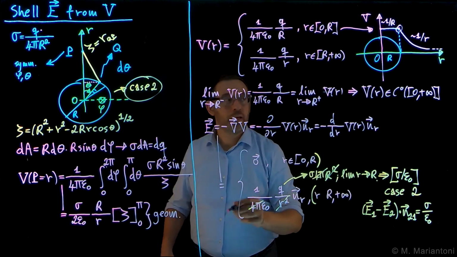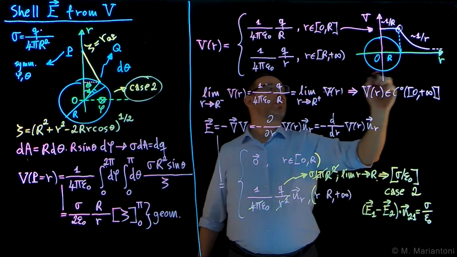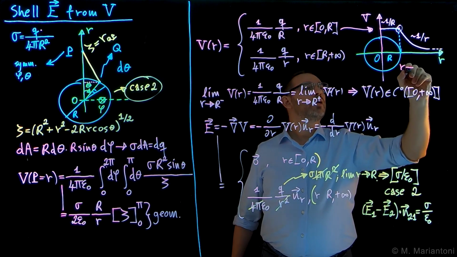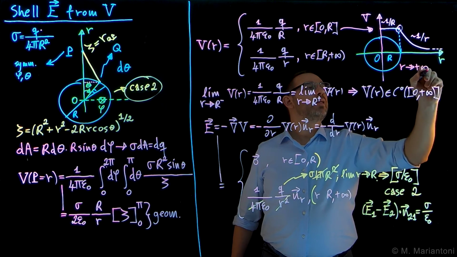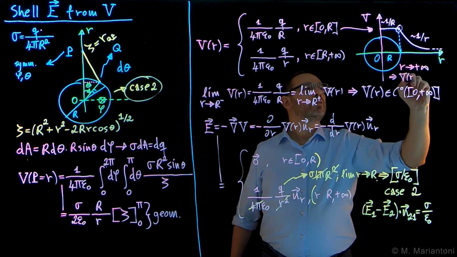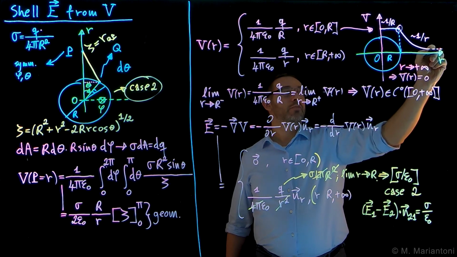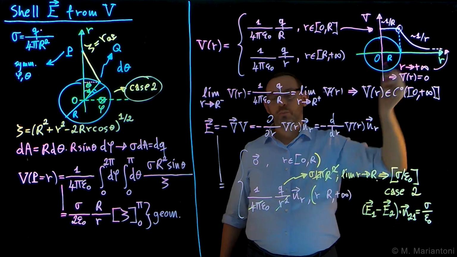So finally, we can also verify that, if we perform, we should have done this up here. So if we do the limit for r that goes to plus infinite, we obtain as a result that V of r is equal to 0. So normal conditions in infinity. In fact, it goes to 0 at infinity, as you can see up here.